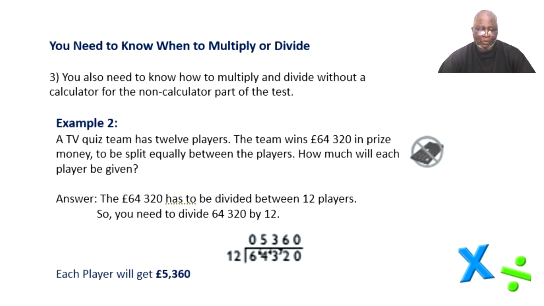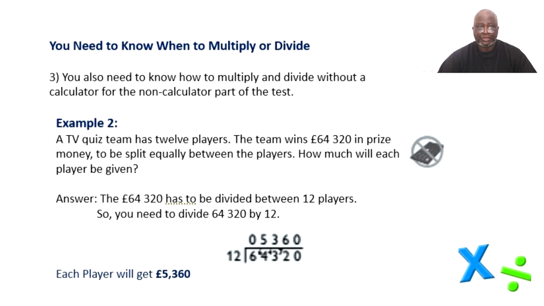You also need to know how to multiply and divide without a calculator for the non-calculator part of your test. Example 2. A TV quiz team has 12 players. The team wins £64,320 in prize money. That's good. And it's to be split equally between the players. How much will each player be given? What do you do? You have to share it equally.